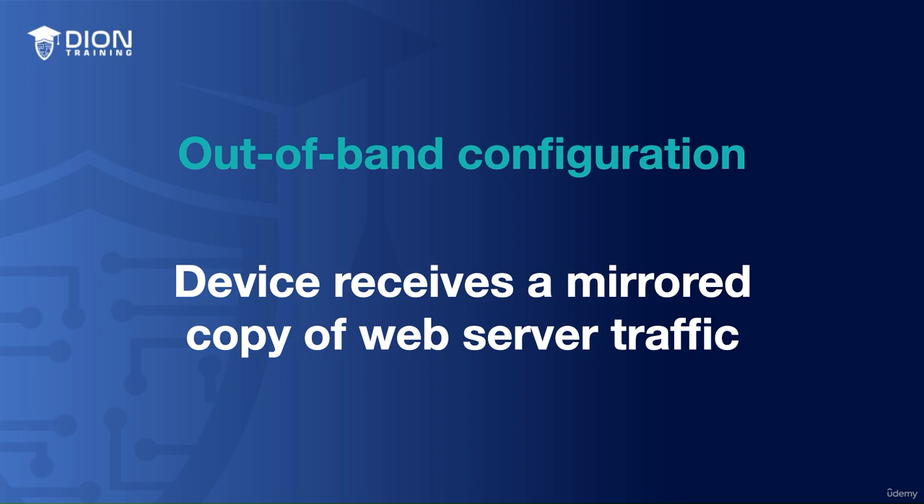Now, if it's placed in an out-of-band configuration, it's just going to receive a copy of all the traffic that was destined for your web server using a mirrored or span port off of a switch. This is going to be a very non-intrusive way to conduct your web application filtering, but in this configuration, it cannot block live web traffic. Instead, it works more like an intrusion detection system because it sees all the information and it can then alert on it, but it can't actually block it if you're not in line.